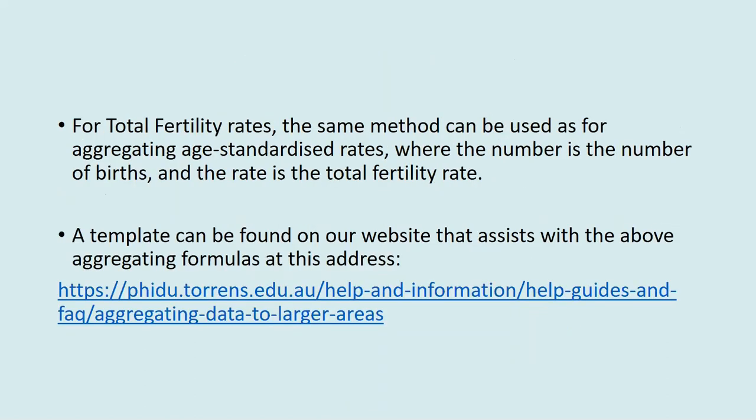When looking at total fertility rates, the same method can be used as for the aggregating of the age-standardised rates, where we replace the number with the number of births and the rate with the total fertility rate. A template for helping you to aggregate is found on our website at the address that you can see in the slide.